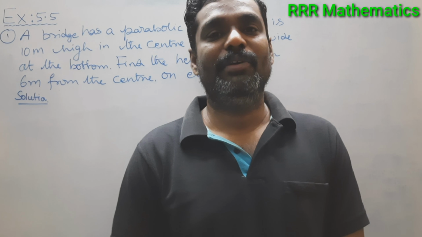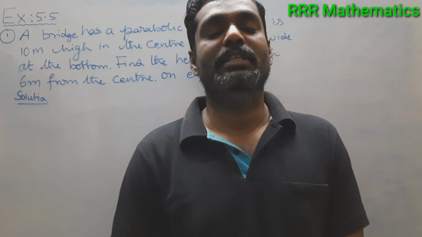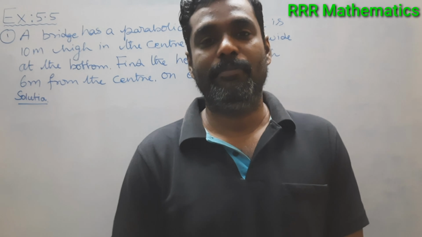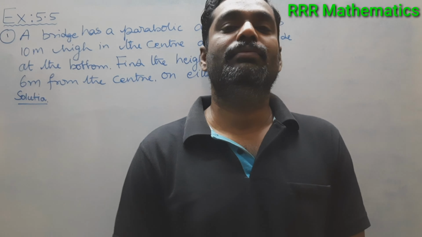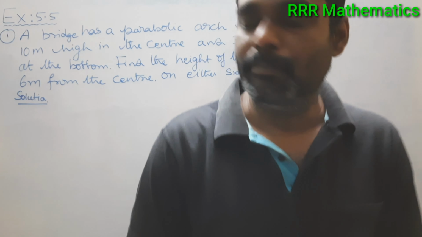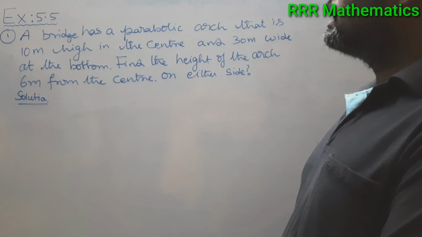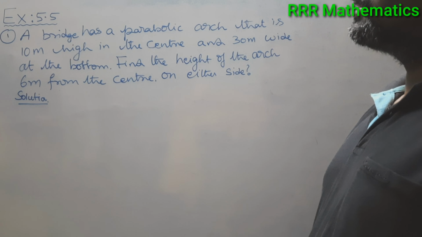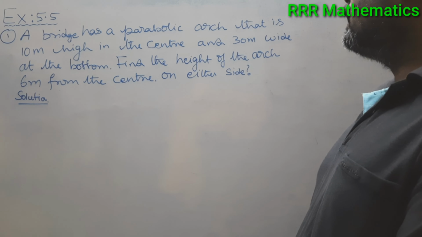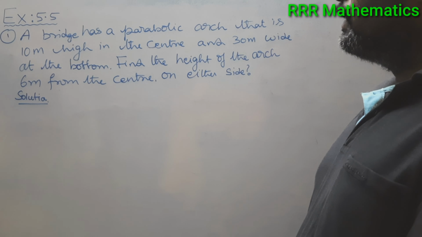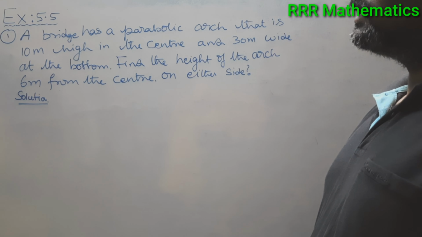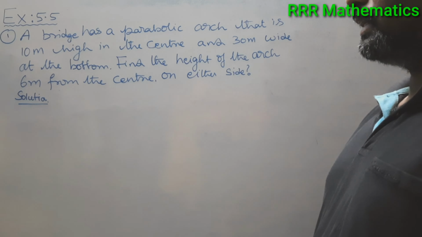Hi my dear student, today we will discuss chapter 5, two-dimensional analytical geometry, exercise 5.5, question number 1. In this exercise, we are going to discuss an application problem. For example, the very first problem we have: a bridge has a parabolic arc that is 10 meter high in the center and 30 meter wide at the bottom. Find the height of the arch 6 meter from the center on either side.